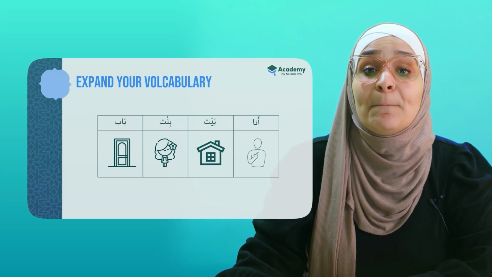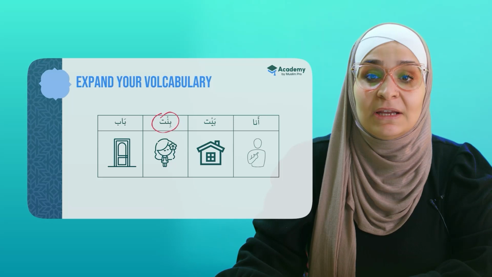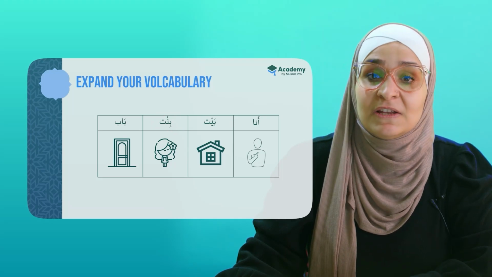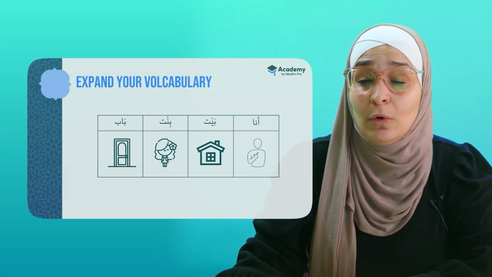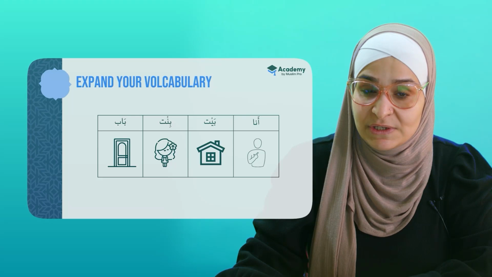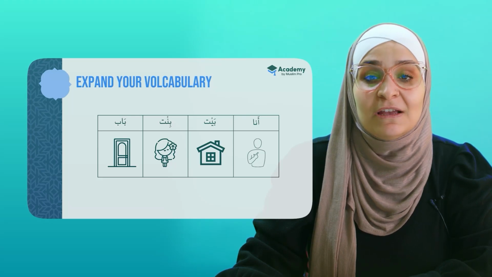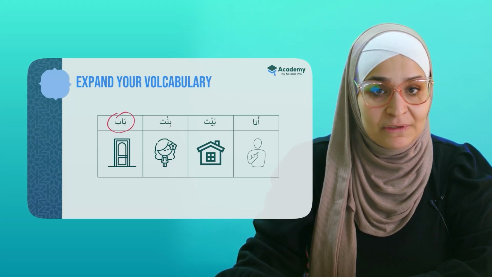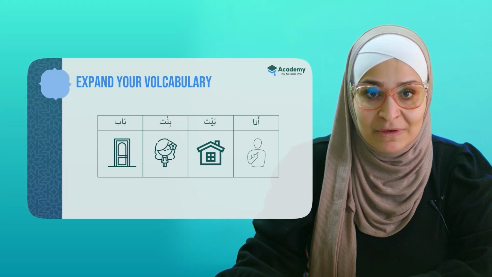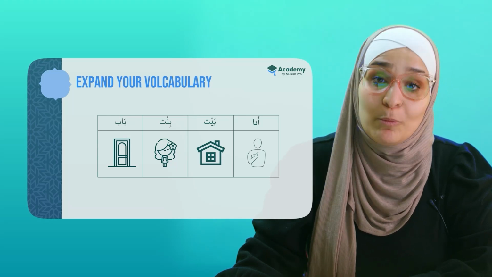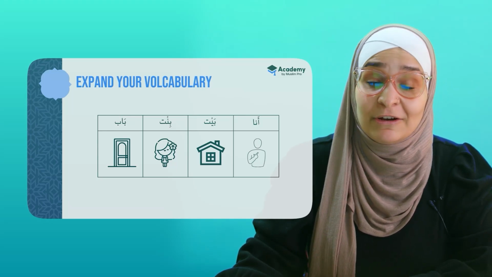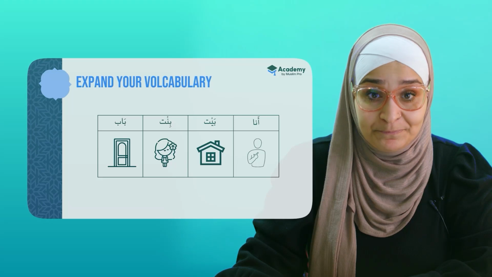Next we have bint. Bint in Arabic means a girl or daughter, depending on how we use it. Last word is bab. As we said previously, bab was your first word to learn in Arabic, which means door.